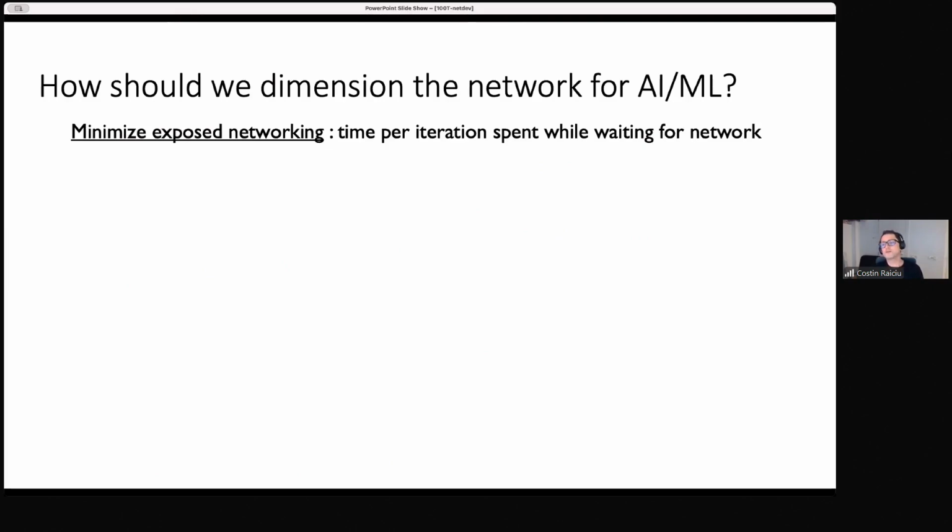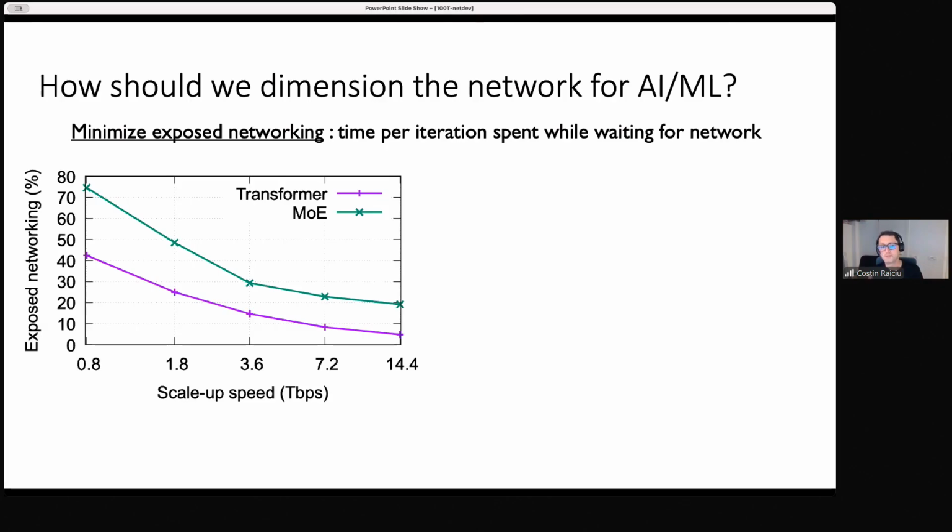Okay, so the biggest question is, well, we've taken a point, which is the B200, which says we have 800 gigabits of scale out and 14 terabits of scale up per GPU. How did they arrive at that number? What would you do if you had different speeds? And this graph looks at exposed communication if you have more or less capacity for scale up per GPU, right? So the current point is this one. So this is what NVIDIA has provisioned, and obviously other vendors, they have similar numbers.